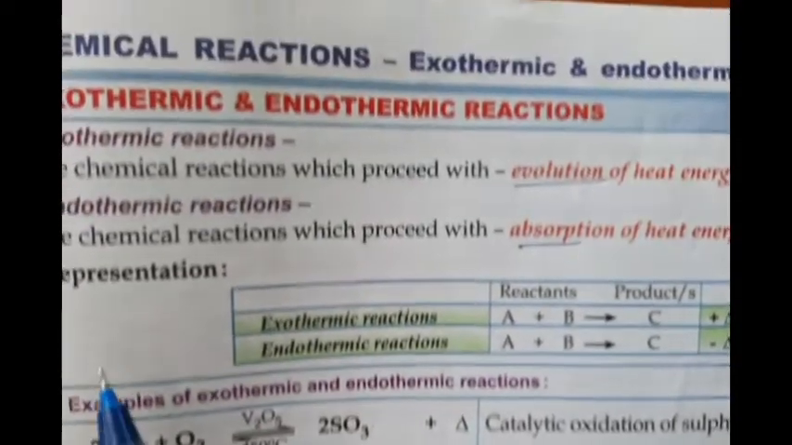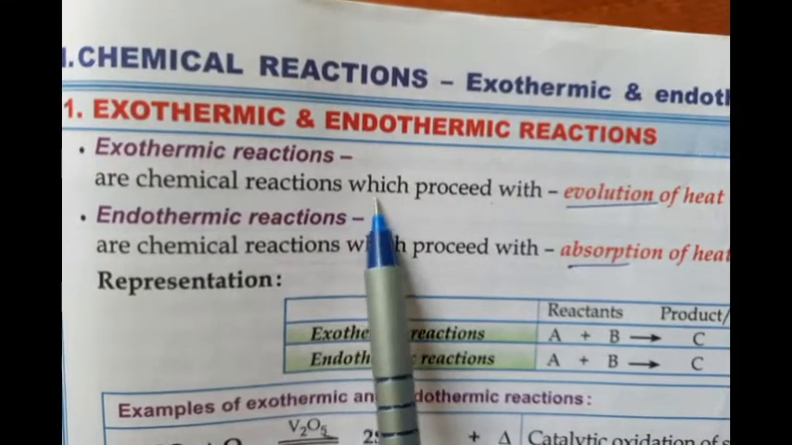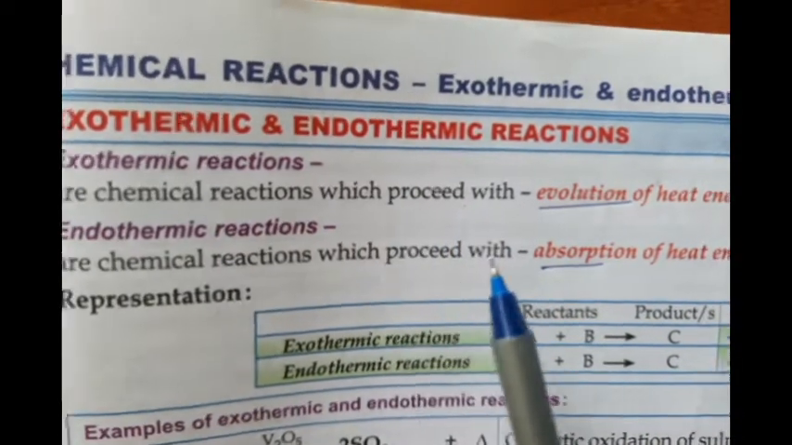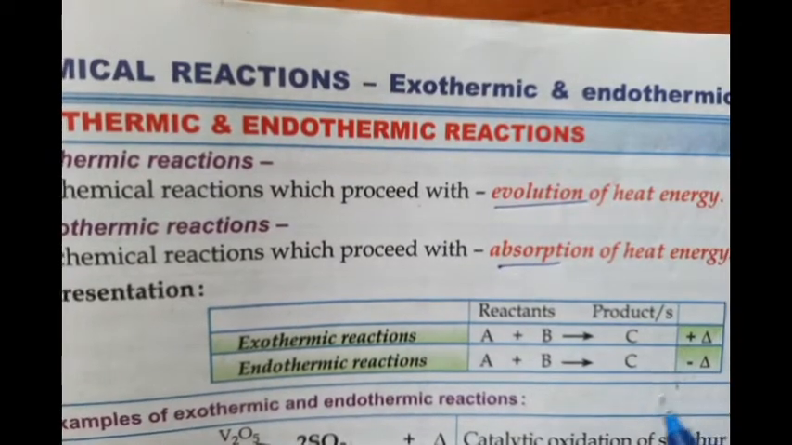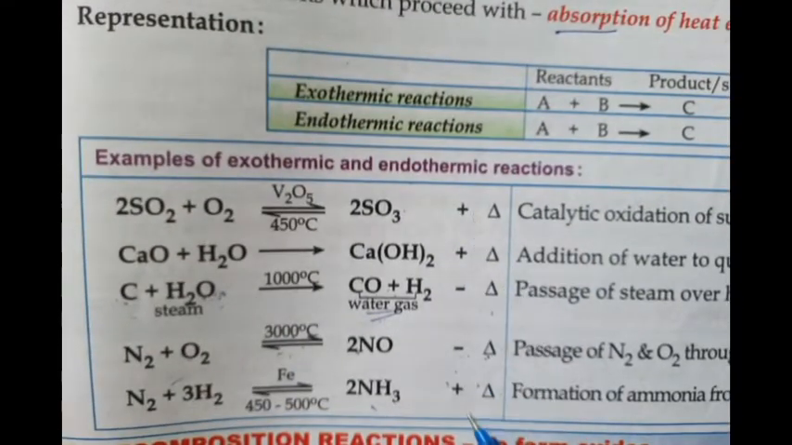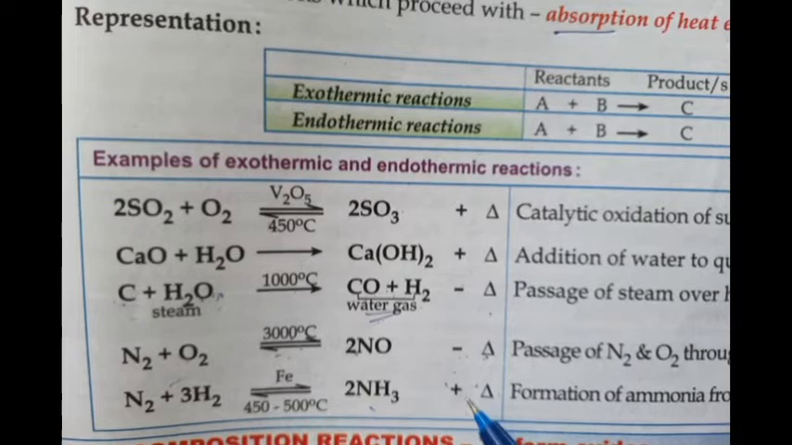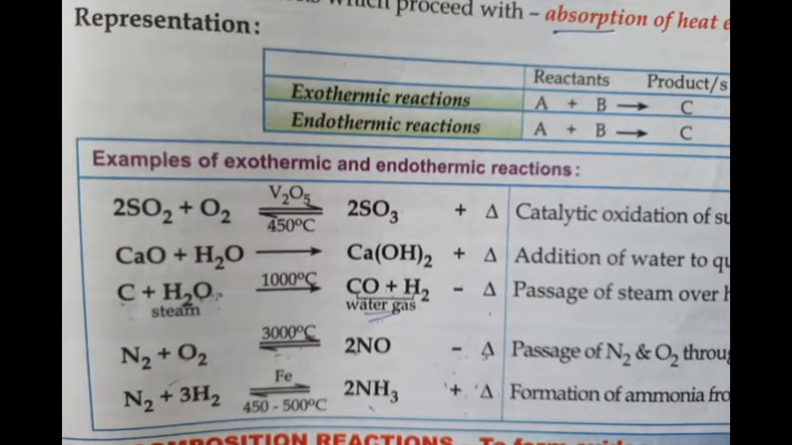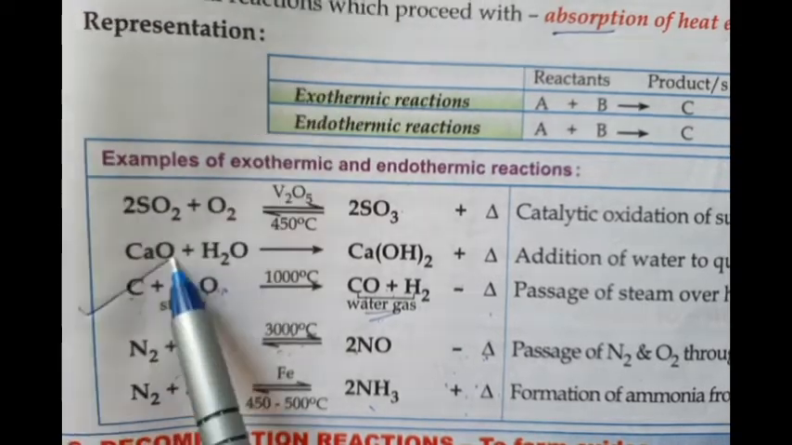So do remember the definition. Exothermic reactions are those reactions which proceed with evolution of heat energy, represented by plus triangle. Endothermic reactions proceed with the absorption of heat energy, represented by minus triangle. And some are exothermic, some are endothermic if the heat is mentioned out there. Plus triangle means exo, minus triangle means endo. Remember a few examples and remember this one.